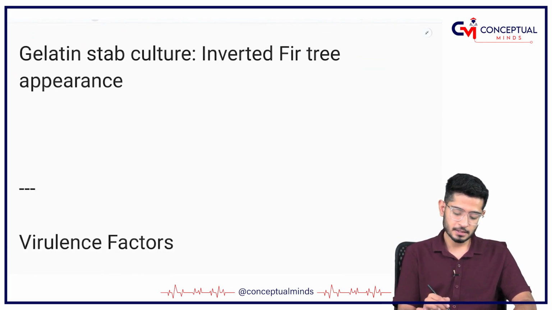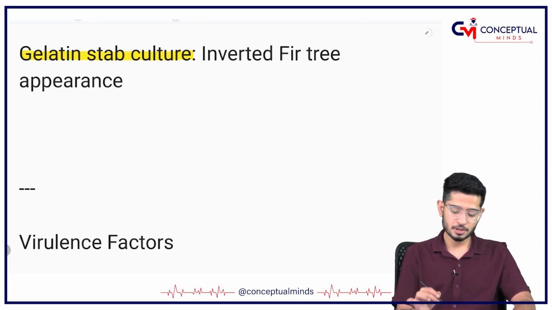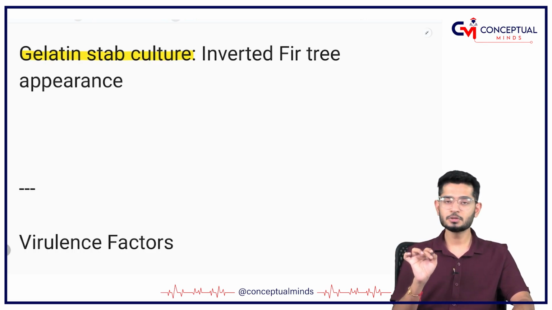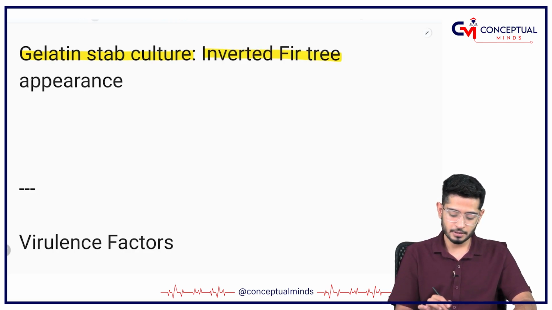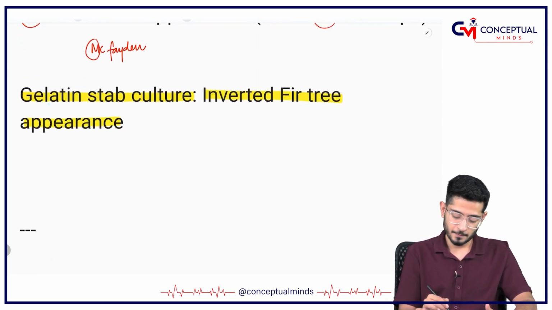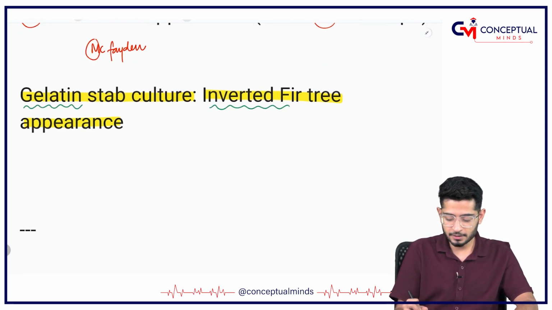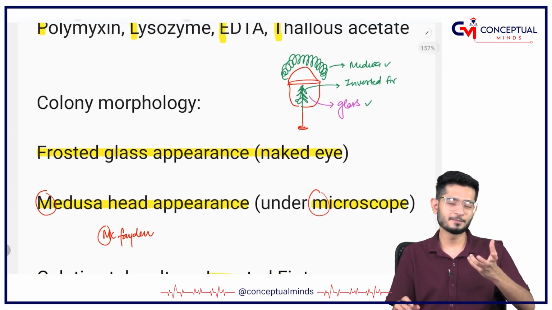Coming on to a very important thing, a gelatin stab culture. What is stab culture? I have told you in the general microbiology culture methods video, you can go and see there. Gelatin stab culture, if you see, it gives you an inverted fir tree appearance. So, you can make a tree here. I will make a tree for you. See, this is a fir tree. Just to make you remember that in gelatin stab, it shows an inverted fir tree. So, please don't forget my glass showing you the medusa head colonies, the frosted glass appearance, and the inverted fir tree, although it is not inverted, it is erect, but then inverted fir tree.